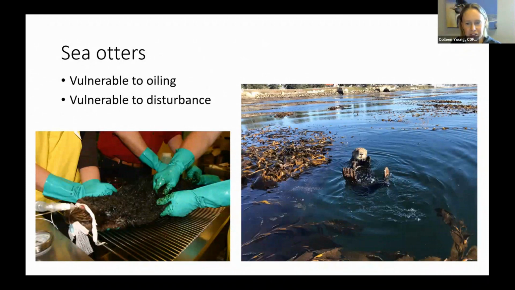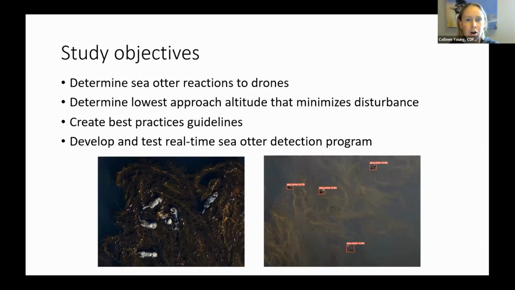The particular application to this study, specifically focusing on sea otters, is because we know that sea otters are vulnerable to oiling for a number of reasons that I'm not going to go into, but you can ask me later if you have questions about that. And we also know that they're vulnerable to disturbance, as has been presented at a couple previous disturbance symposiums. And there's going to be interest, if there is a spill involving sea otters, in using drones to survey for sea otters. And because we know they're vulnerable to disturbance, we wanted to understand better what disturbance might look like and how it can be minimized. So our overall study has 4 primary objectives, which are listed here on the screen.